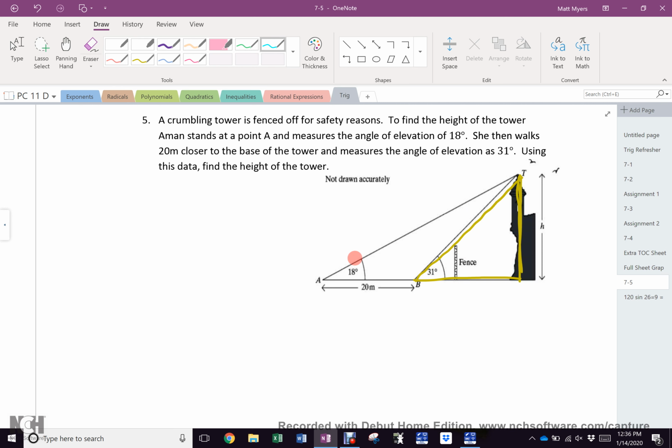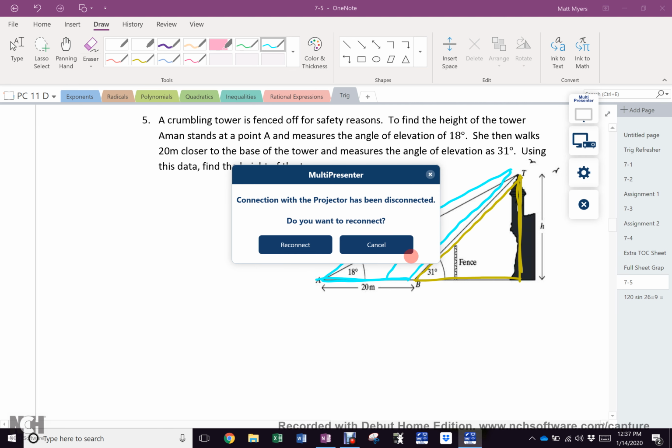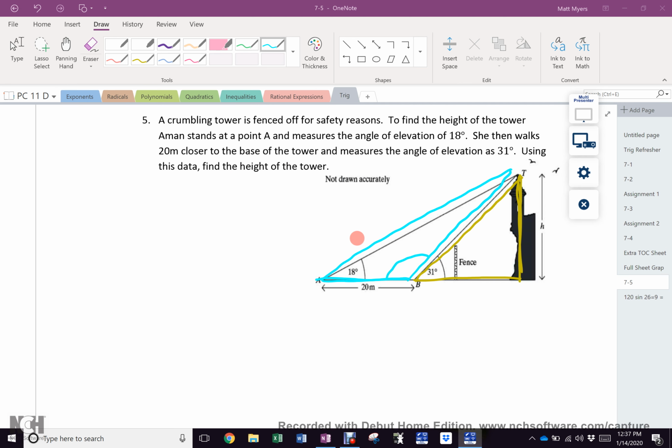But I can measure this triangle, can't I? Right? Now some of you will say, how? I don't have enough information. But I do, don't I? Because what is this angle right here? I know. What is this angle right here? 100. Why? Because 180 minus 31. Right?